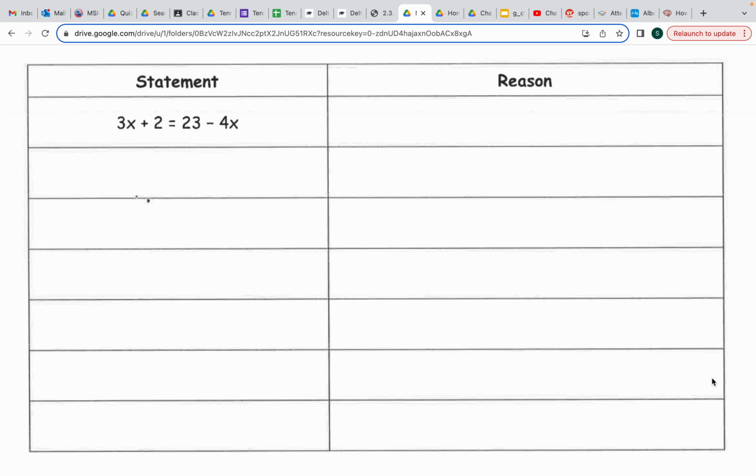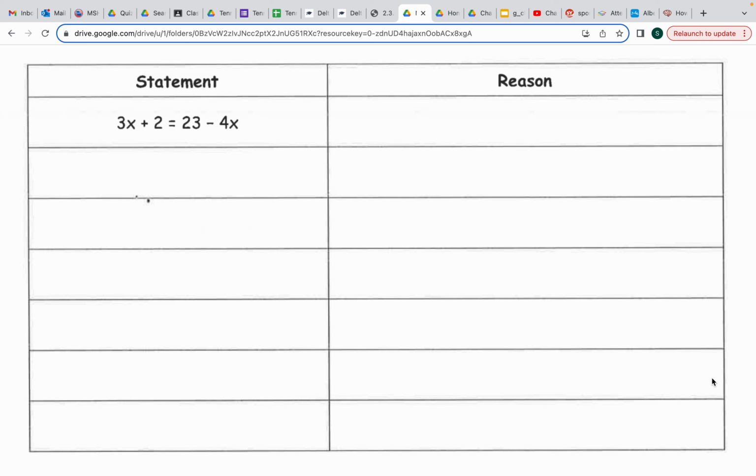All right, so let's say I started with the x's first and I want to move my negative 4x. If I'm moving that negative 4x to the other side, what do I need to do? Yeah, I need to add 4x to both sides. When I do that and add 4x, okay, my next step can just be 7x plus 2 equals 23. All right, and what I did is the addition property.